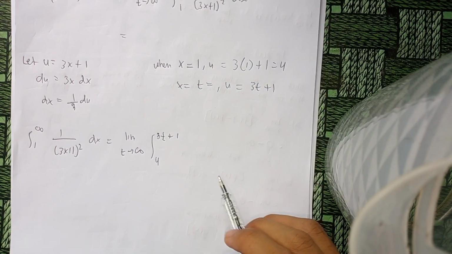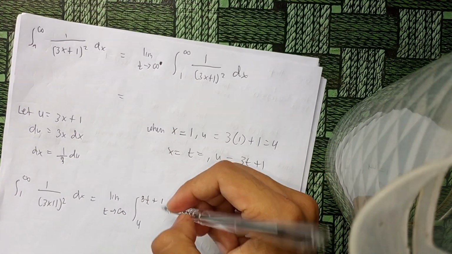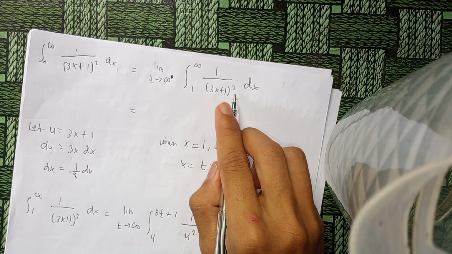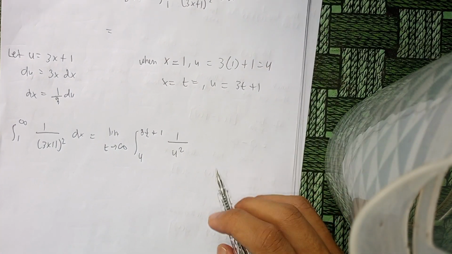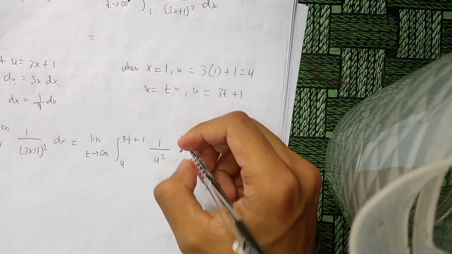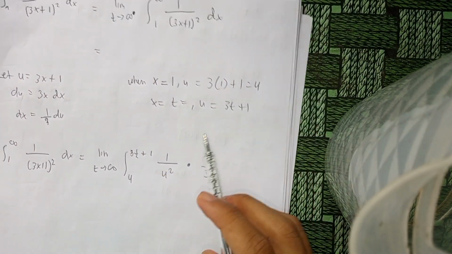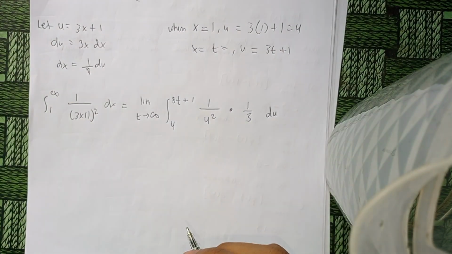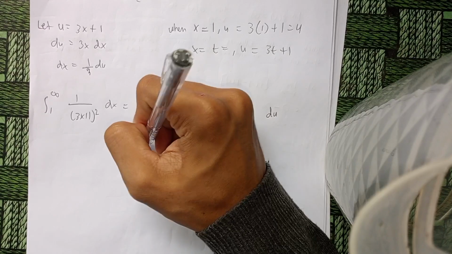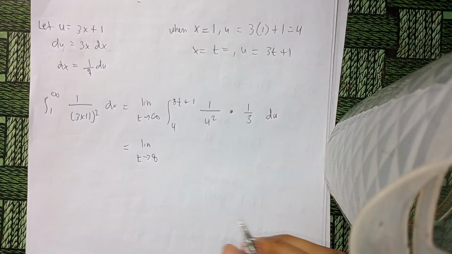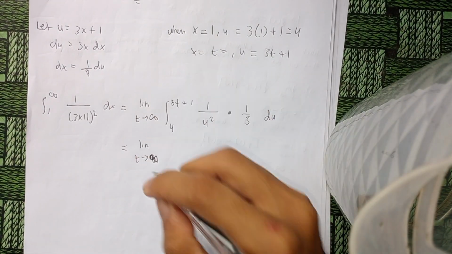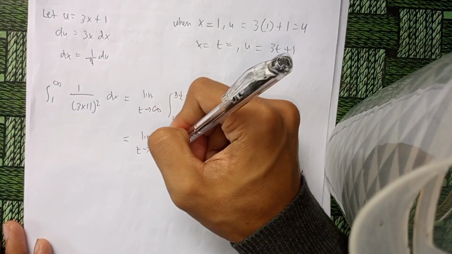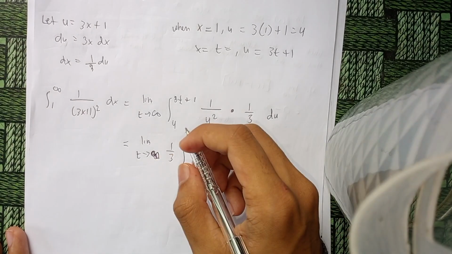So right here, let's use u. 1 over 3x plus 1 is u squared, and then multiplied by 1/3 dx, du. So here is the limit as b approaches infinity. First thing to do is to move outside the 1/3, which is our constant.